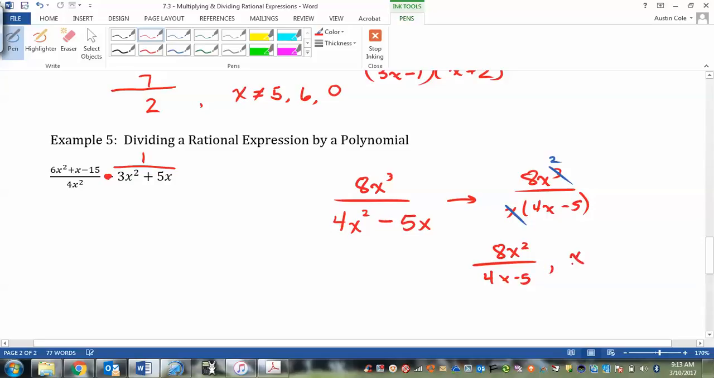Now, x cannot equal what? Positive 5 over 4 and 0.